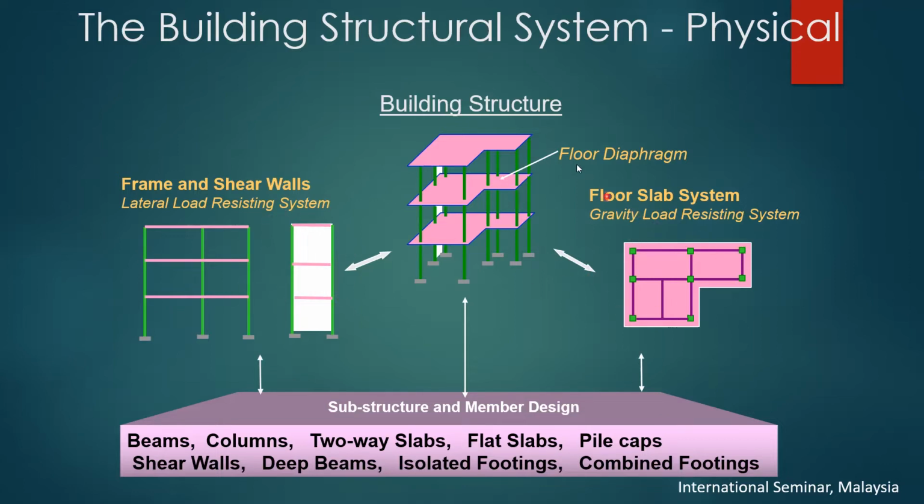So in the physical structural system of the building, we have walls, columns, beams, the diaphragm, and the foundation. The foundation can be isolated, combined, or raft, depending also on the soil type and the area or land of the building that needs to be constructed. So this is the substructure design.